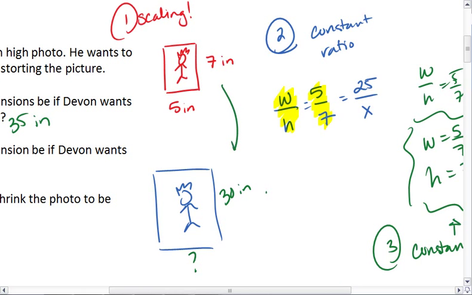We could figure out what you have to multiply 7 by to get 30, which is about 4.29, and approximate the width from that to give us 21.43 inches. And again, that would be scaling.